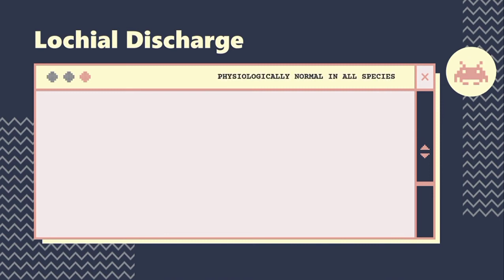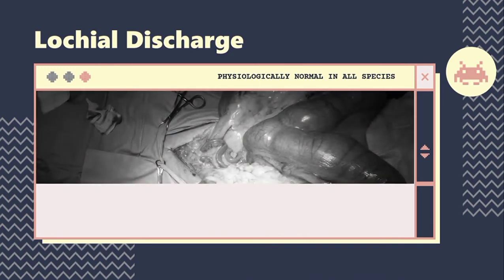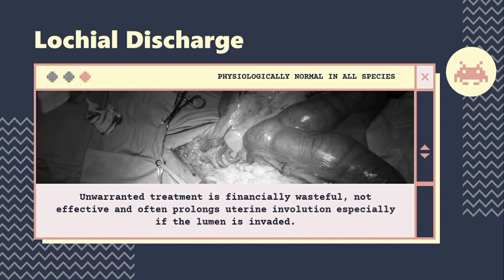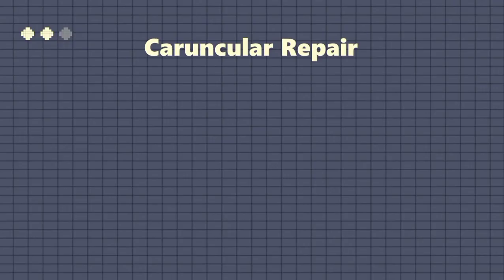However, it is often interpreted by observers to be the result of uterine pathology, especially in the dairy cow. Therefore, the first instinct of the reproductive management team is to treat the animal for non-existent pathology. This results in unwarranted treatment, which is financially wasteful, not effective, and often prolongs uterine involution, especially if the uterine lumen is invaded. So what is the implication of this? If we recall, delayed uterine involution limits the fertility of the cow, which in turn affects the efficiency of a production process.